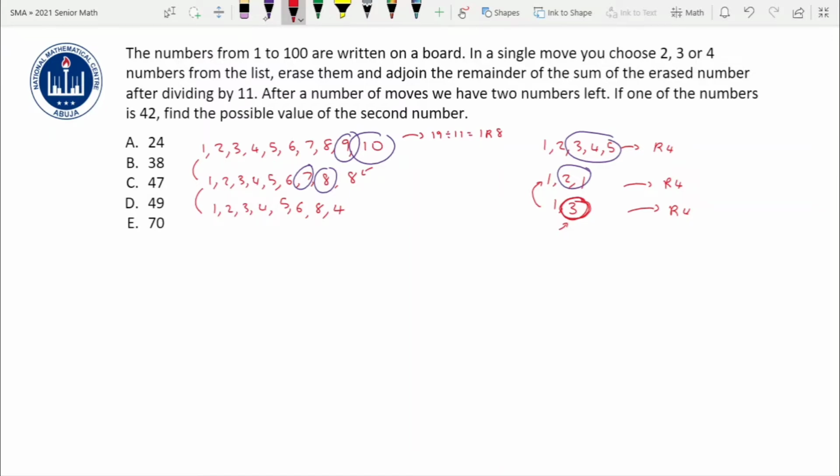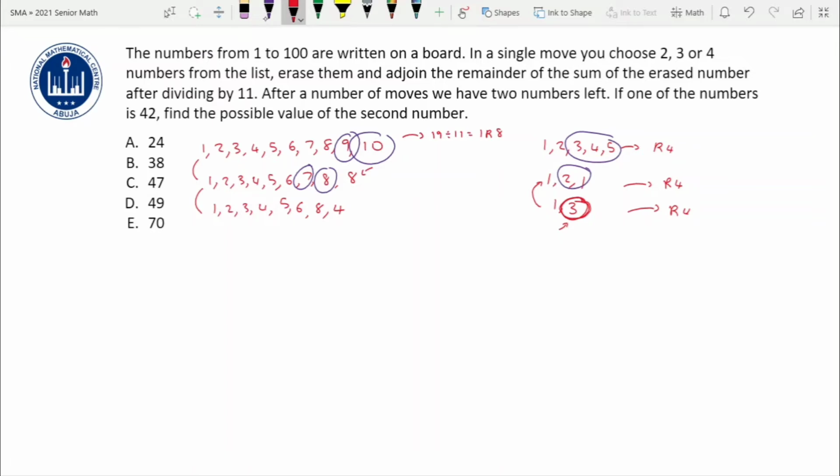So that's what is happening in this question. The remainder when you divide by 11 at each point in the question is constant. So in the case of 1, 2, 3, 4, 5, the remainder will always be 4, right? Because when you remove three numbers, you replace them with another number that is equivalent to the sum of those three numbers in mod 11. So that's the idea we're going to use to solve this.